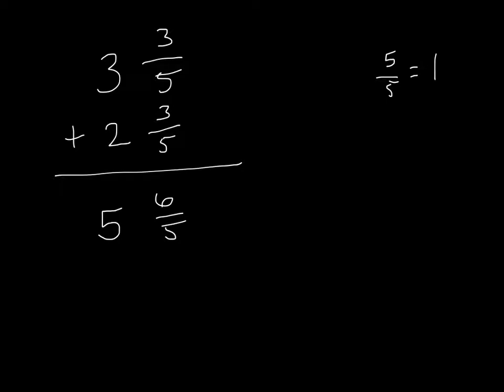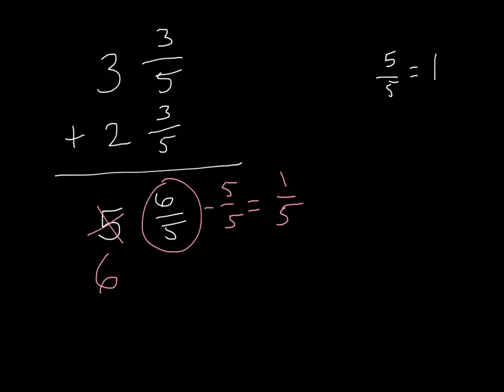So I could think about taking 1 whole away from this amount right here, the 6/5, taking away 5/5, and being left with 1/5. Now I just added this 1 whole value, this 5/5. So this 1 is added on. So my final answer is 6 and 1/5.